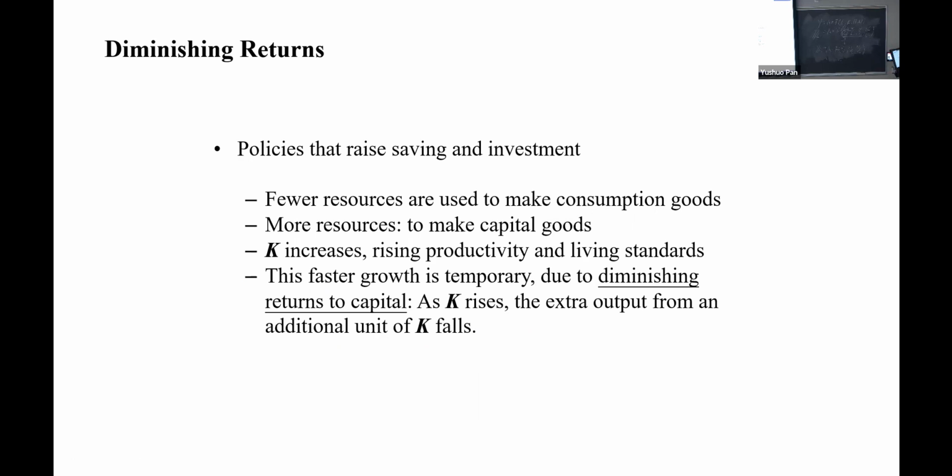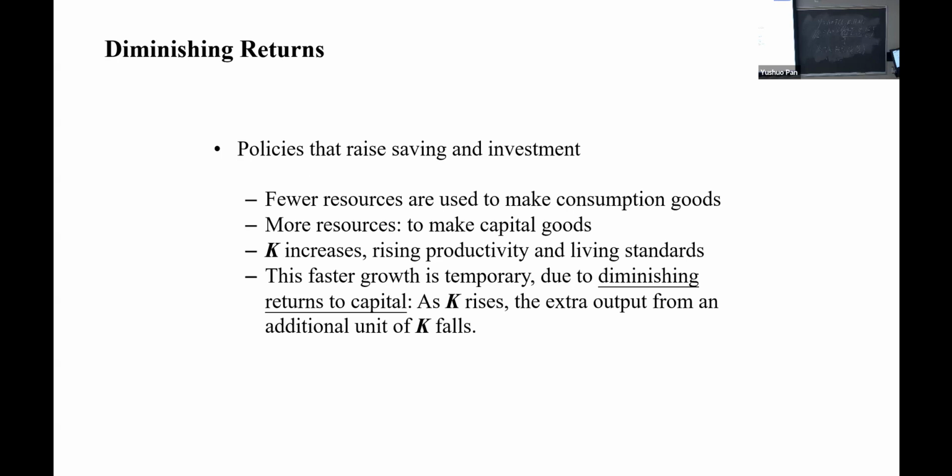Next part is diminishing returns. Policies that raise savings and investment mean fewer resources are used to make consumption goods. Again, if you want to have more savings and use them to invest, the trade-off is to consume fewer products today, with more resources used to make capital goods. K increases. If you consume fewer today and invest more today, your physical capital will increase, and that will raise productivity and the living standard in the future.